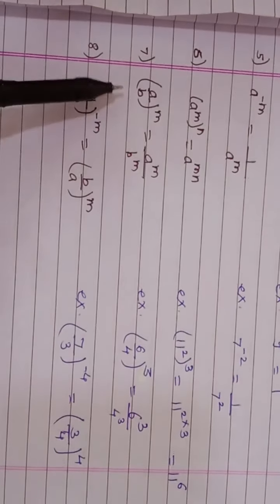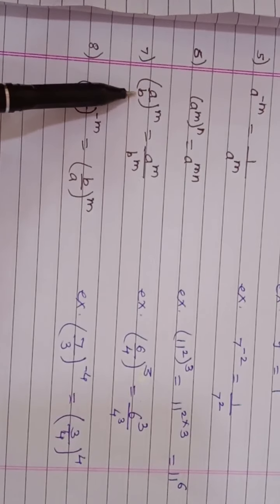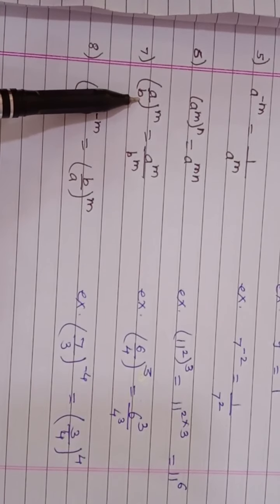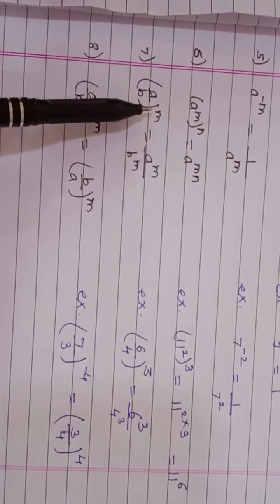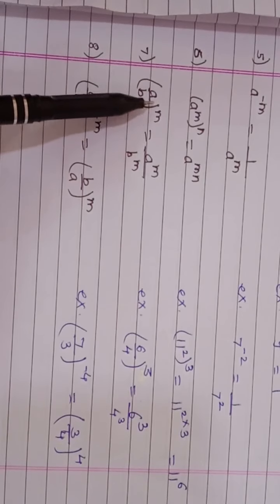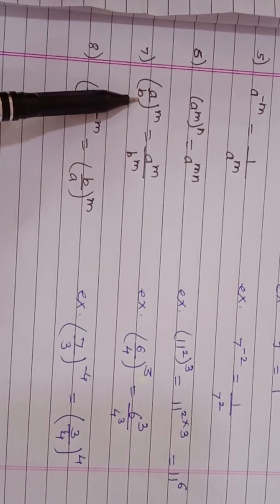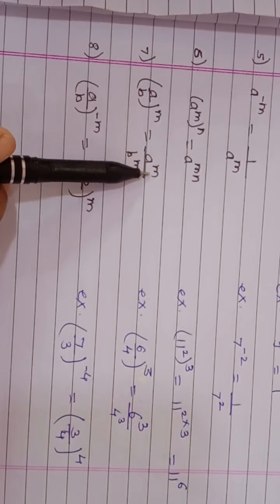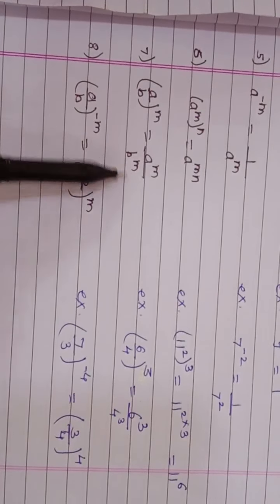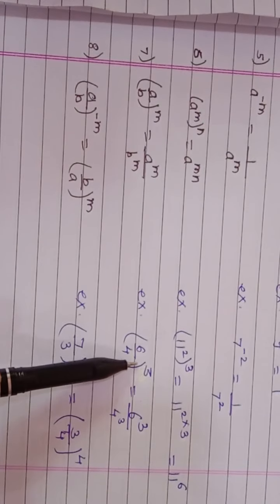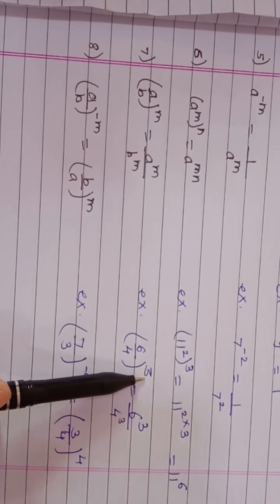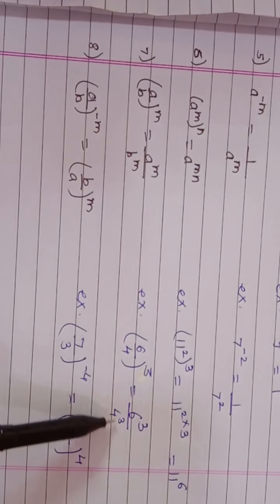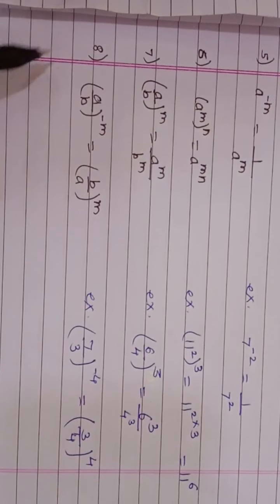Rule 7, in bracket a upon b, bracket raised to m, then the components of the bracket have the same index. म्हणजे कंसाचा जो घातांक आहे तोच कंसातल्या घटकांचा घातांक असतो किंवा संख्यांचा घातांक असतो. Means a raised to m upon b raised to m. For example, in bracket 6 upon 4, bracket raised to 3, then 6 raised to 3 and 4 raised to 3.